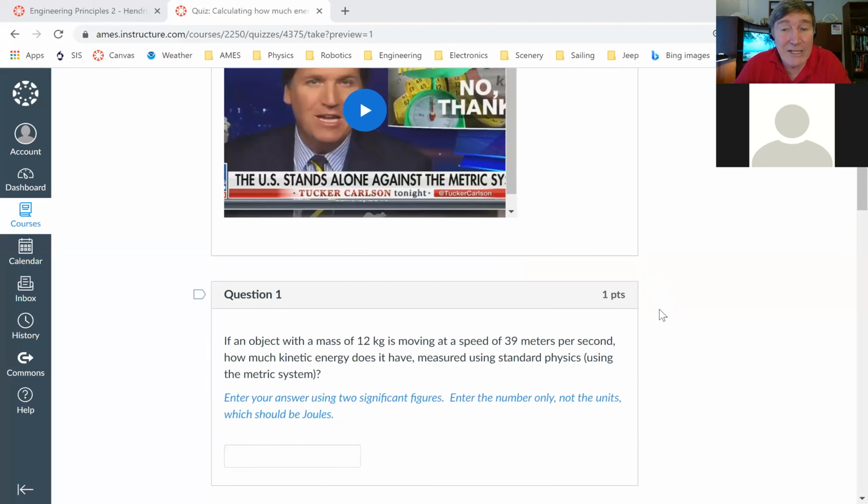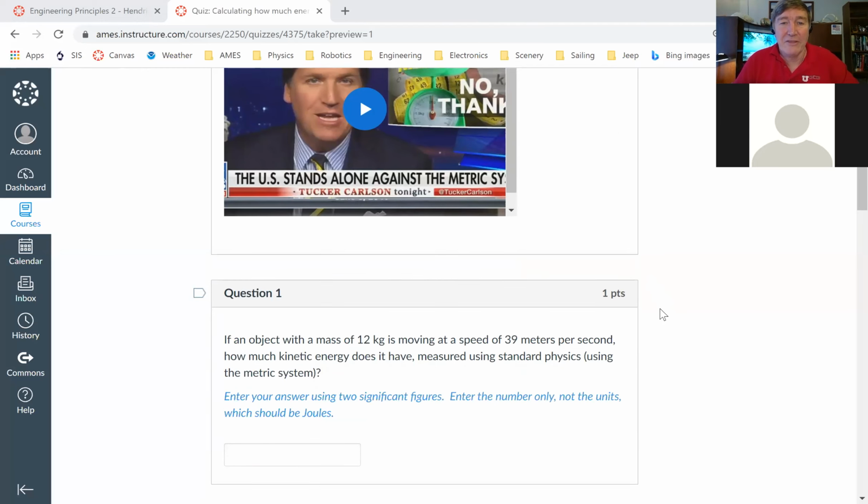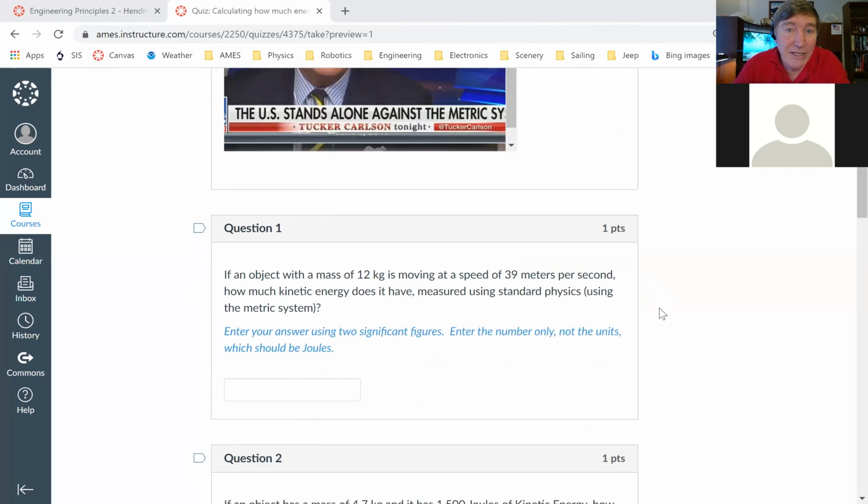So the metric system is actually not the communist system. It's not the yoke of tyranny. It's actually the system that makes sense.